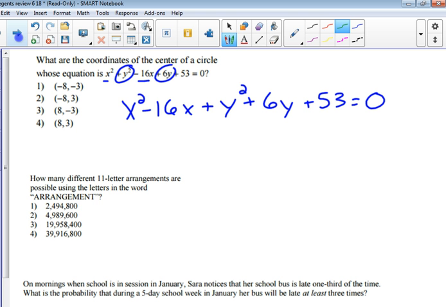Good, nice job, Aaron. All your constants have to go over, so anything that's just a plain number, move to the other side. Great. With this, when you're trying to make this into the equation of a circle, we have to use completing the square. So you want to take each of these separately.